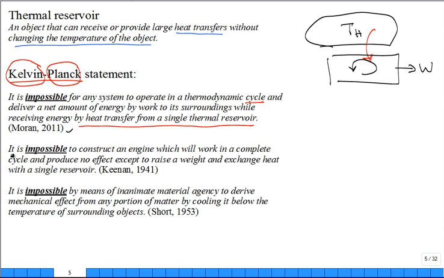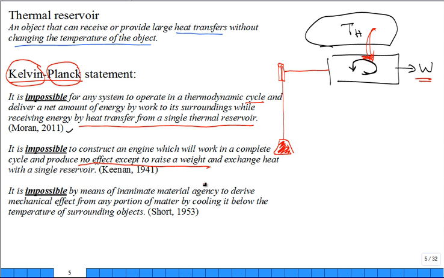It is impossible to construct an engine which will work in a complete cycle, same idea, operating in a cycle, and produce no effect except to raise a weight and exchange heat with a single reservoir. So the exchange heat with a single reservoir, and here the work is going to be out here with the little pulley, turning that and lifting a heavy weight in a gravitational field. That's one way of saying to do work: produce no effect except to raise a weight.